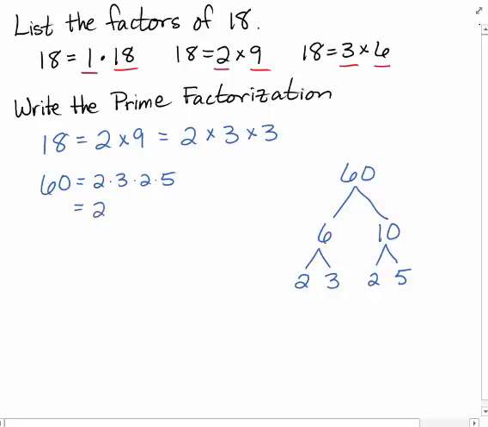Or if we rearrange this, which we can do, put them from smallest to largest, we get 2 times 2 times 2 times 3 times 5. And then if we get a little more concise, we can take those 2's and write them as 2 squared, and that's the prime factorization of 60.